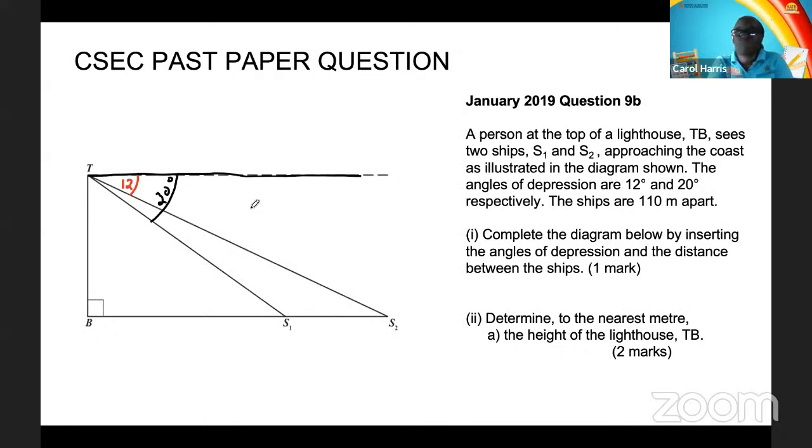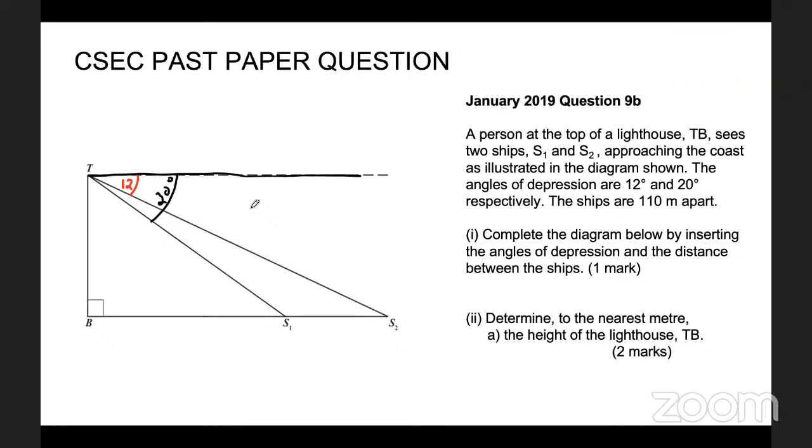So once you identify your horizontal, which is denoted by the dotted line, which we just labeled in full black right there, you would realize that your angle of depression would exist below the horizontal to the object. So you have the ship, S1 and S2. So you have two angles of depression.